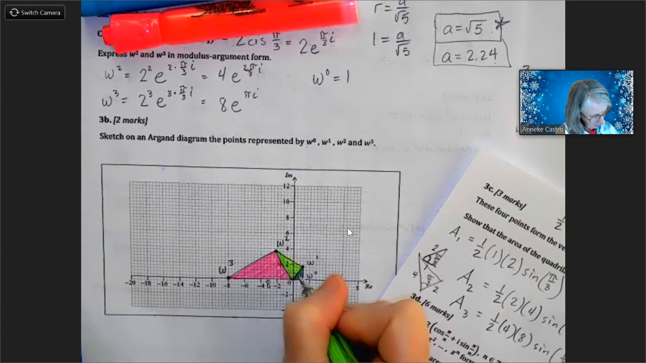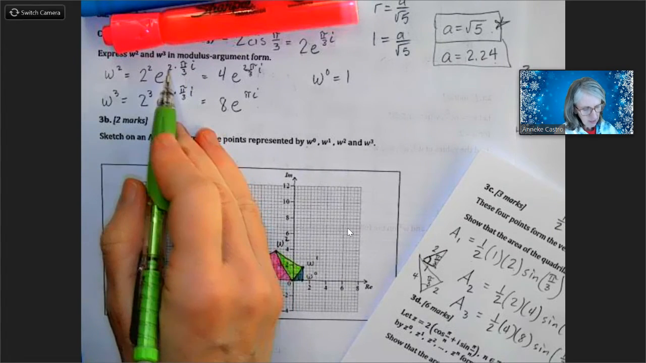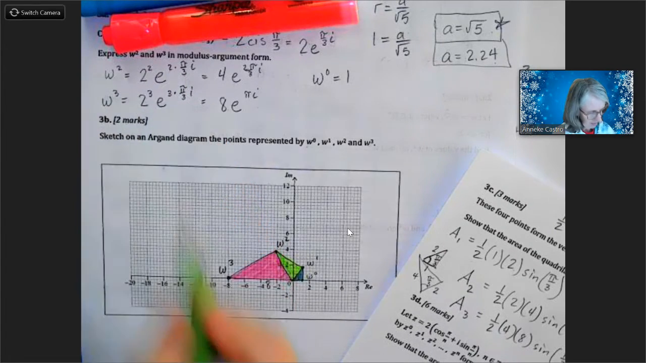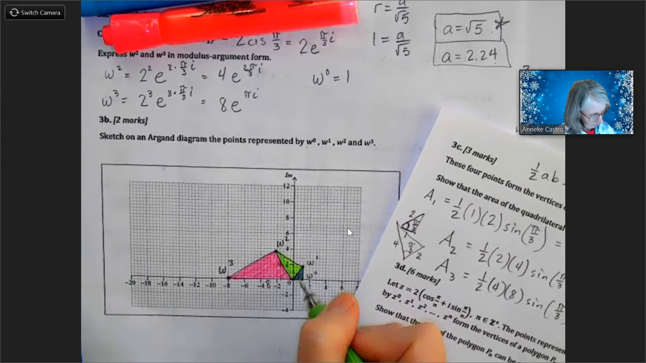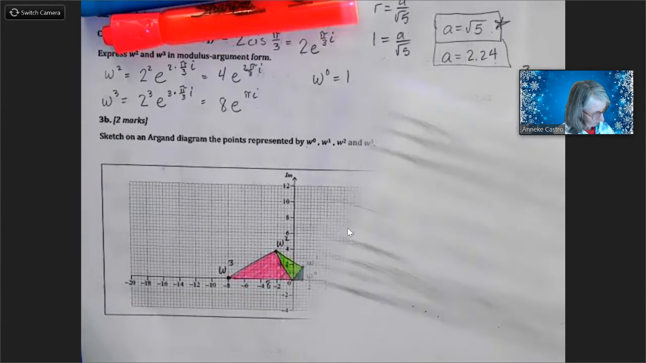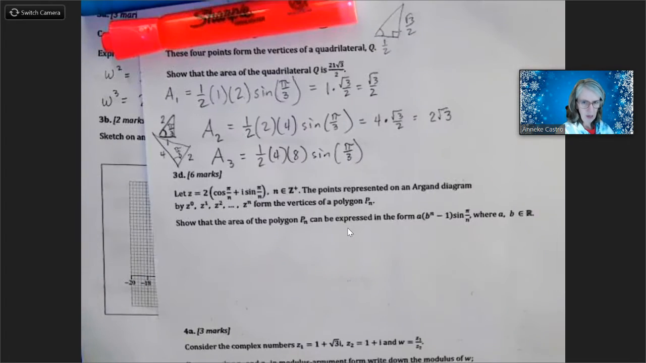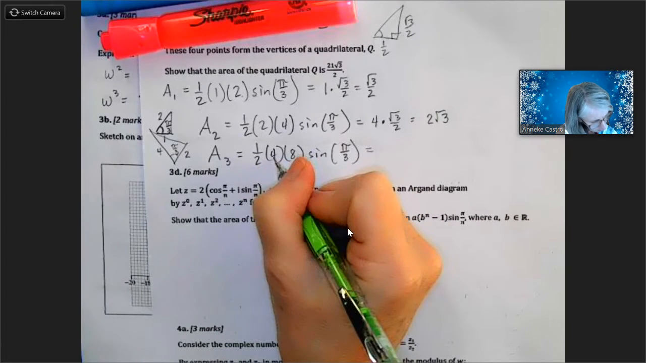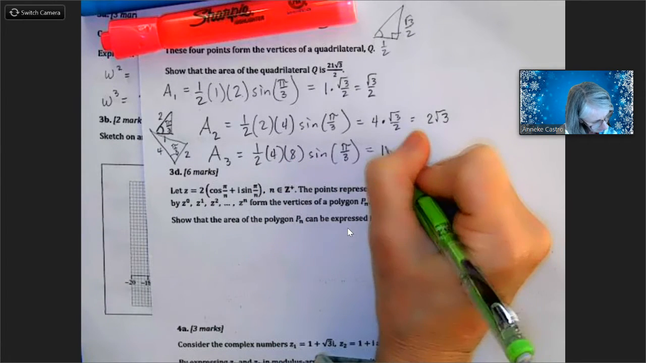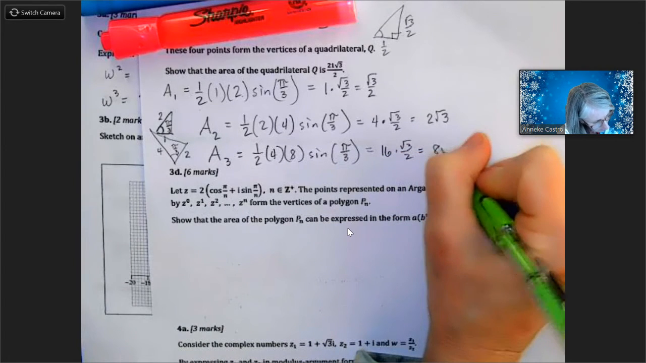Pi over 3, pi over 3, pi over 3. Because remember, we were multiplying pi over 3 times the exponent. So these angles in here are all multiples of pi over 3. So when I break it up, each one of them is just a pi over 3. I'm just adding another pi over 3 each time I raise it another power. All right, so if I simplify that, I get 1/2 of 4 is 2. 2 times 8 is 16 times square root of 3 over 2, which is 8 square root of 3.